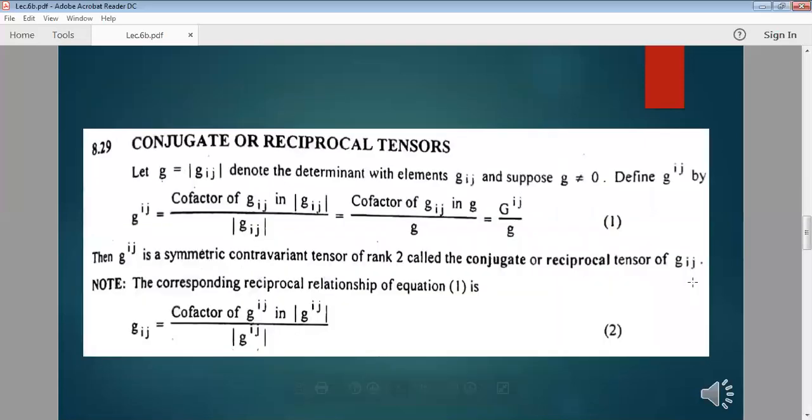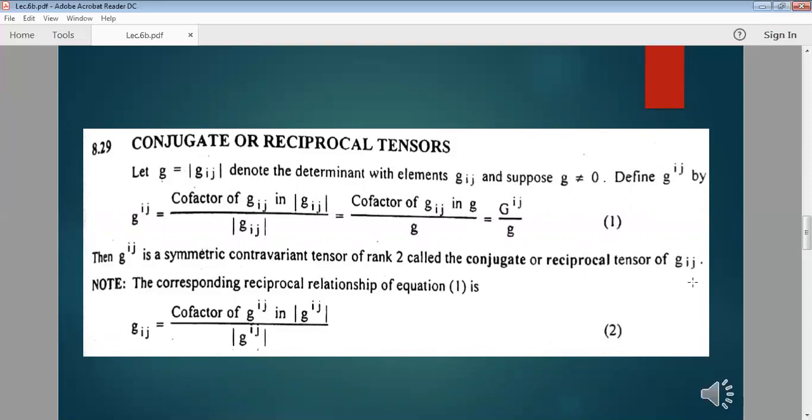So next one, conjugate or reciprocal tensor. Let G be the determinant of G_ij, denote the determinant with elements G_ij, and suppose G is not equal to 0. Why is it not equal to 0? If the determinant is equal to 0, then it will become a singular matrix. And you know from elementary matrix algebra, there is no inverse of a singular matrix.